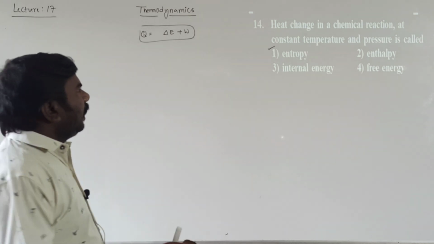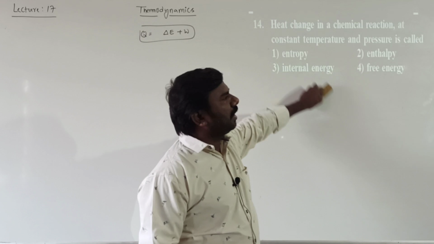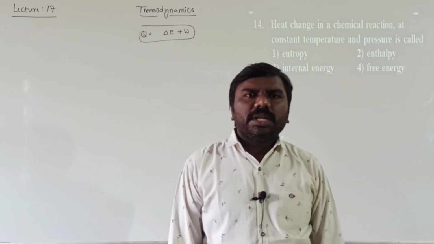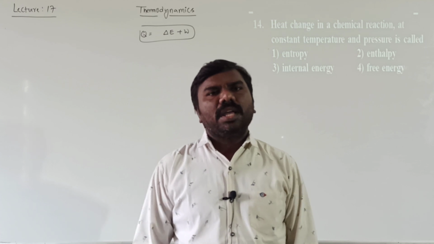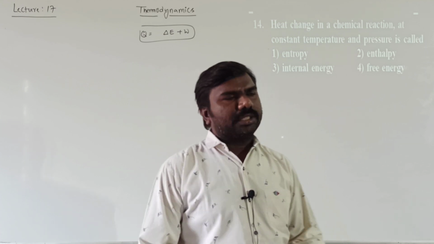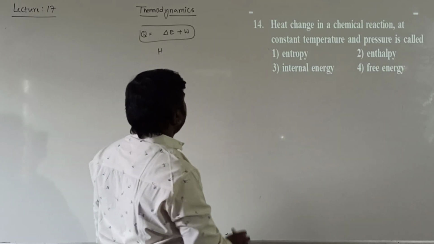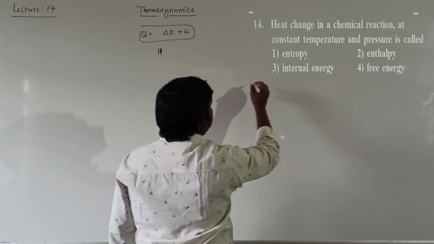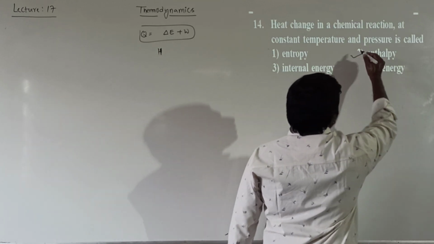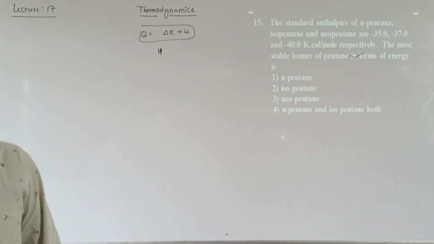Next, heat change in a chemical reaction at a constant temperature and pressure. The total heat change in a reaction at constant temperature and pressure is called enthalpy of reaction, indicated by H. So the answer is enthalpy, option 2. It is a definition, right? Next.